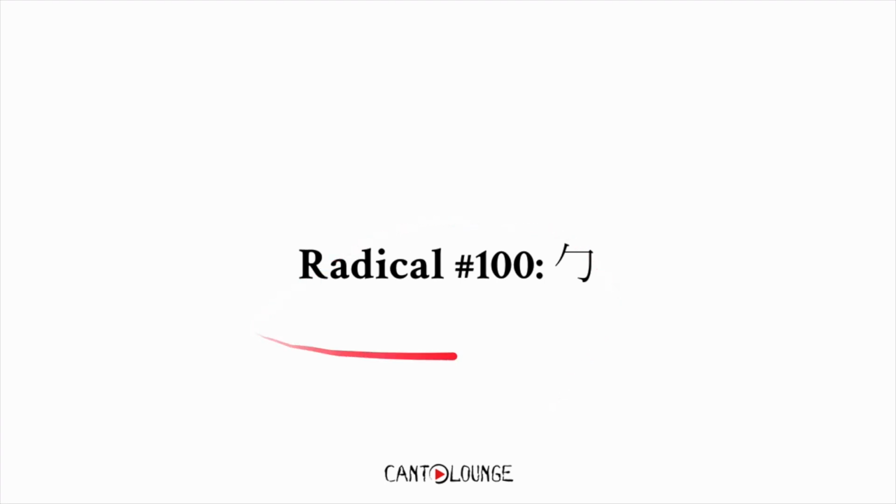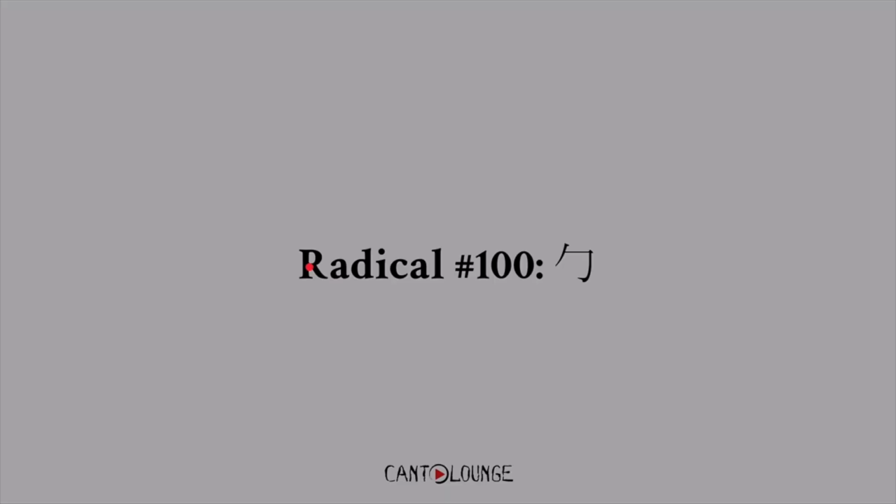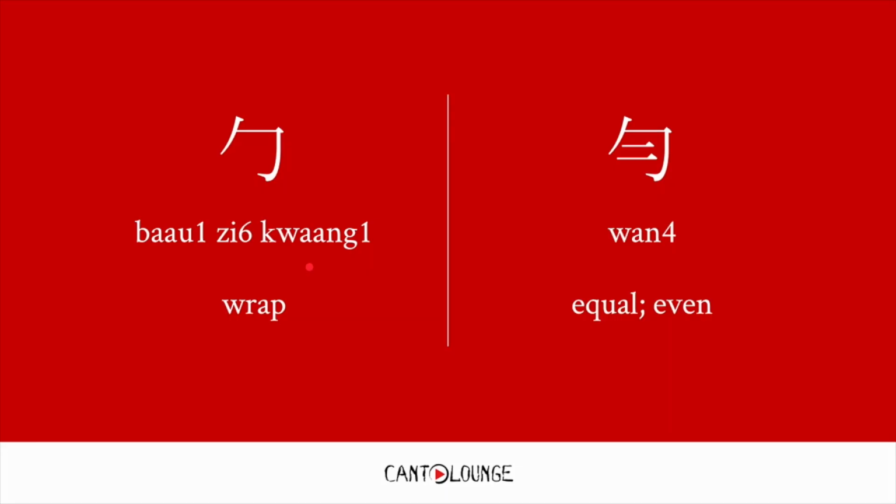And radical number 100. Finally, guys, we're on the final radical. I actually don't remember how to say this. Oh, there we go. Bao ji kuang, that kind of makes sense. Bao meaning to wrap. There we go, wrap. Ji character, kuang, frame. So, for example, one, which means equal or even.